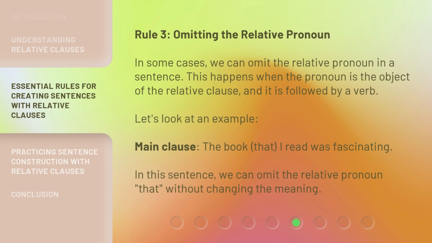Rule 3: Omitting the relative pronoun. In some cases, we can omit the relative pronoun in a sentence. This happens when the pronoun is the object of the relative clause, and it is followed by a verb. Let's look at an example. The book that I read was fascinating. In this sentence, we can omit the relative pronoun, that, without changing the meaning.